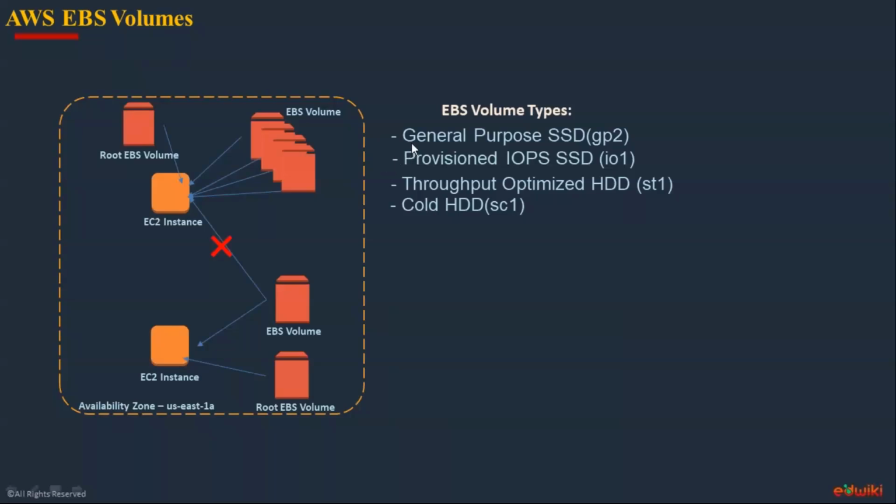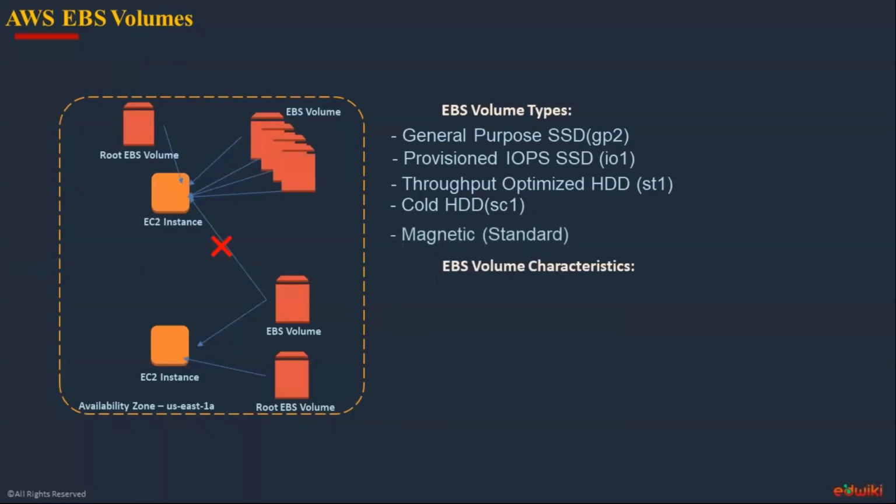The general purpose SSD is the general volume that we usually use in real time as well, which is the optimal cost. Provisioned IOPS is a bit more costly because the performance will be good, something like this.